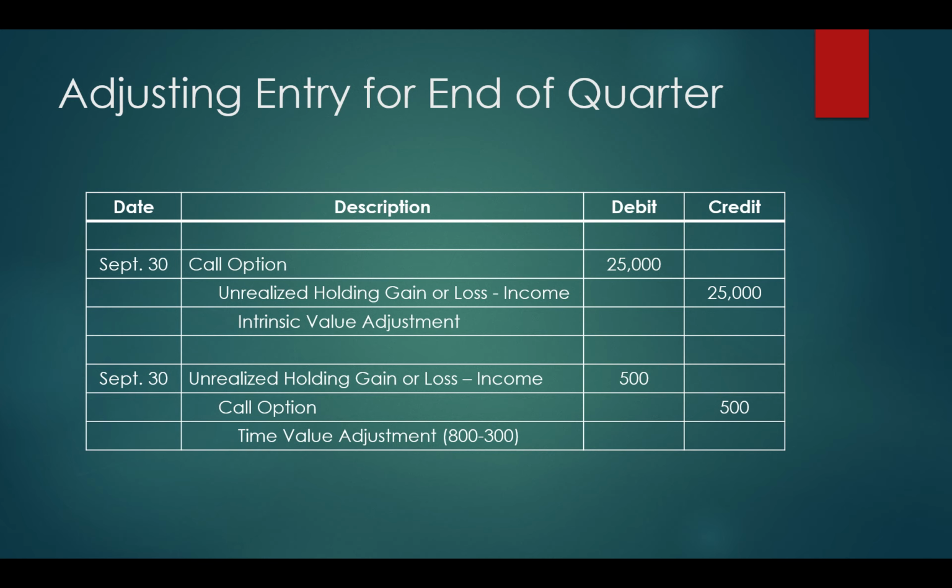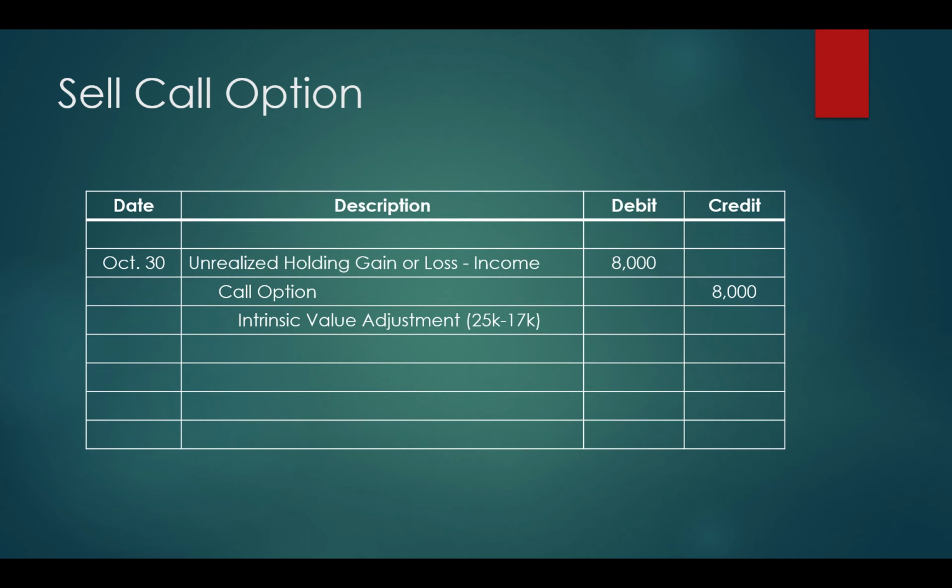In a future video, I'll show you how to simplify this entry by looking at an option chain. But for now, we'll determine the adjusting entry in 2 steps with 2 journal entries. When we sell the call option, we're told that the share price for Acme Rockets is $117. Therefore, the intrinsic value of the option is $17,000. That is, the $117 share price minus the $100 strike price times 1,000 shares.